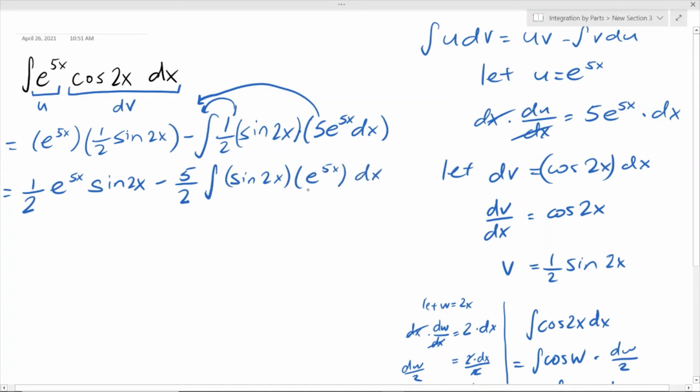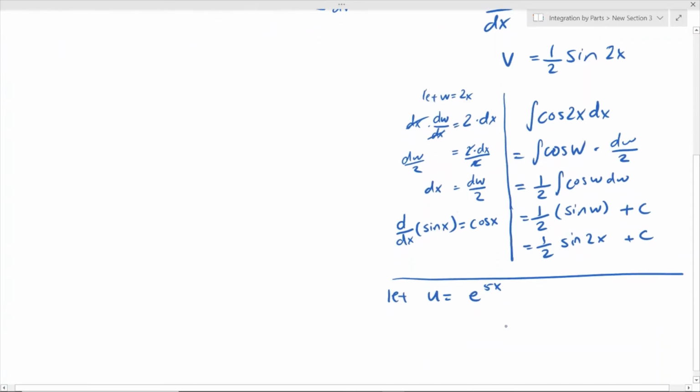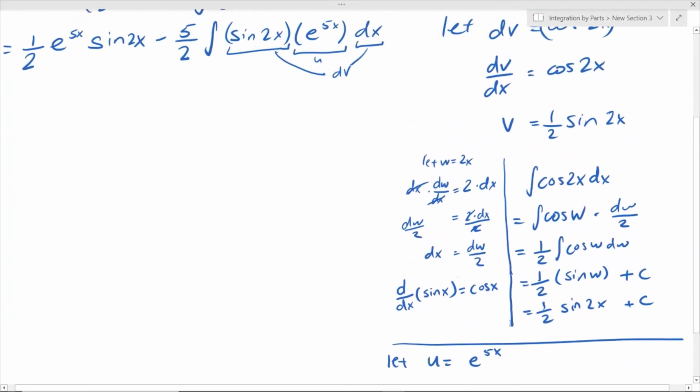And so now what we have to do is we need to integrate this new part, okay? So to do that, we can let our u be equal to e to the exponent of 5x just like we did before. This is our u, and then this part here is part of our dv. So u is equal to e to the exponent of 5x, and then we also let our dv be equal to sine 2x times dx as shown right here.